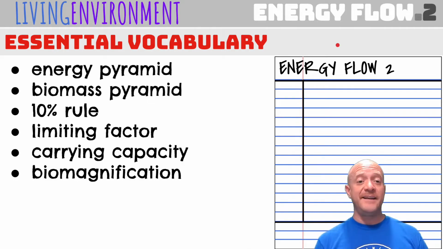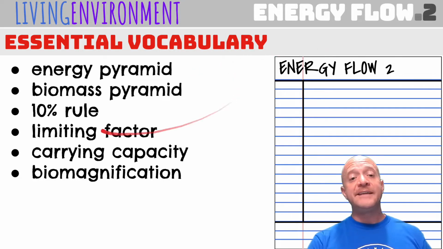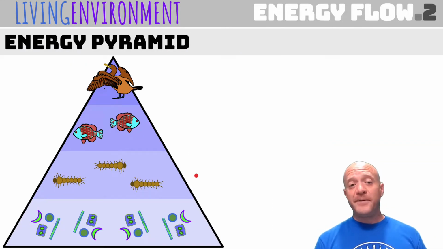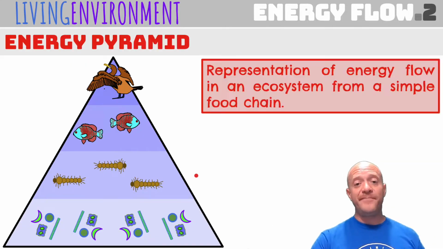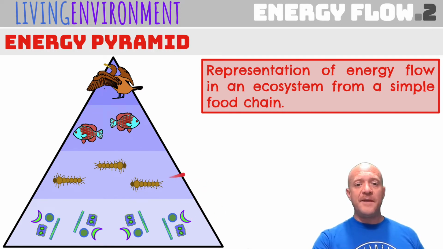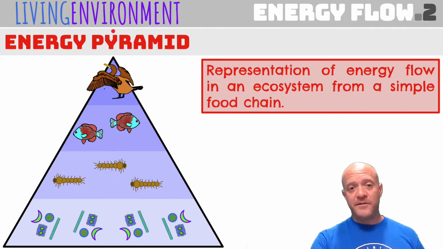Today we'll be discussing energy and biomass pyramid, 10% rule, limiting factor, carrying capacity, and biomagnification. So an energy pyramid is, simply put, a representation of the energy flow in an ecosystem from a simple food chain. And this food chain contains producers always on the bottom, the autotrophs, and then primary, secondary, tertiary, and if you have a quaternary consumer. The ones you will find in Living Environment are going to be very simple, like this one.